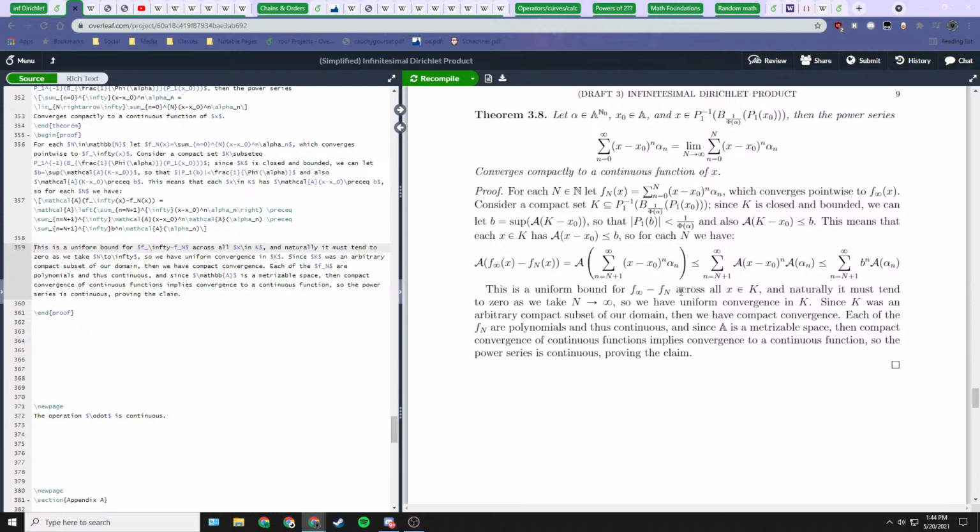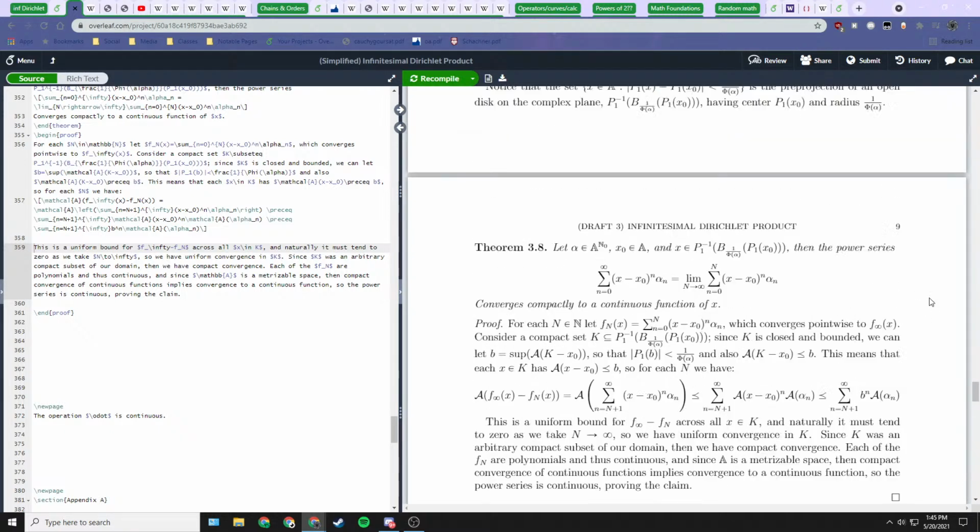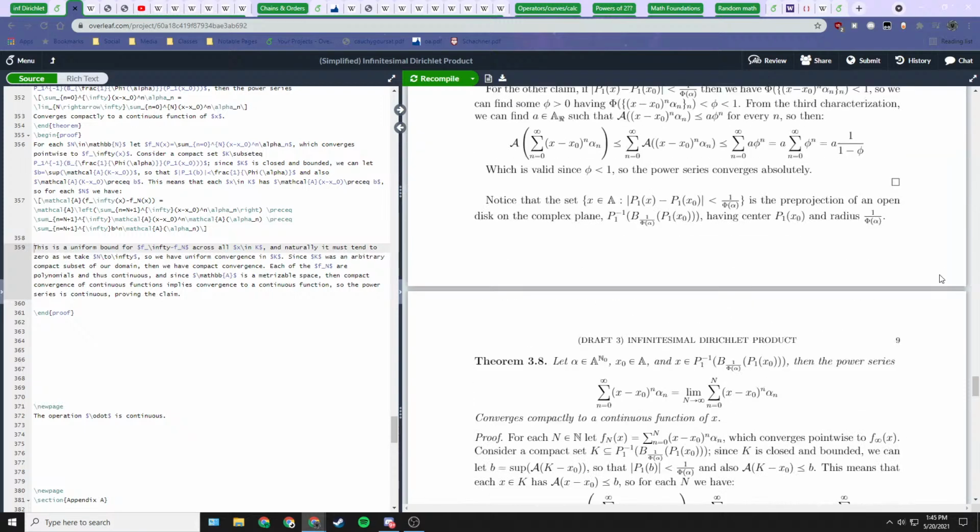And since we have this compact convergence of continuous functions to our final function f infinity, especially because A is a metrizable space, compact convergence of continuous functions implies convergence to a continuous function. So that means the power series is continuous, and that proves the claim. It converges compactly to a continuous function of x. And that's that proof. So that's sort of our whole presentation of all that we did.